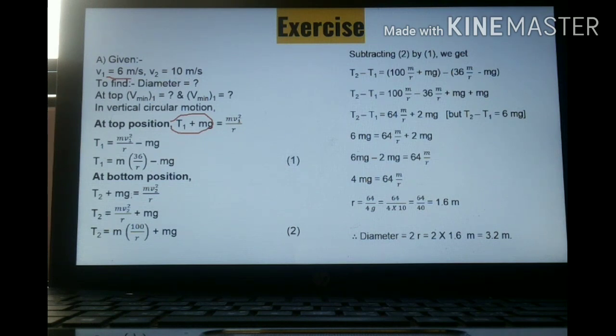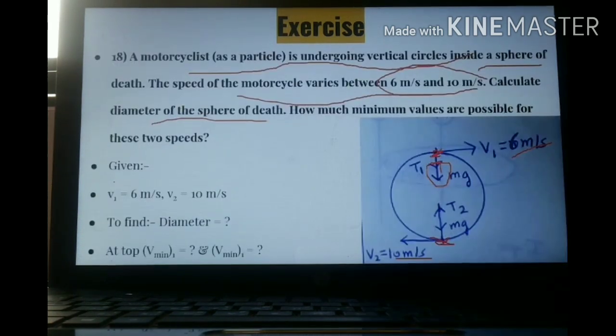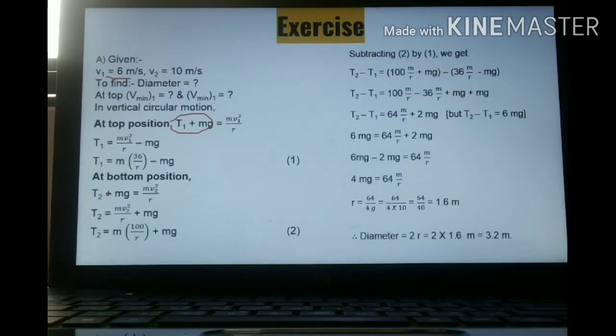Similarly, at the bottom position, if you see, T2 and mg are in different directions, so over here a negative sign should be coming. This is wrong. If this negative sign goes to the other side, it will become plus. So what we'll be getting? mv square upon r plus mg. Again v2 is 10, so 10 square becomes 100 upon r plus mg. Now what we have to find out?